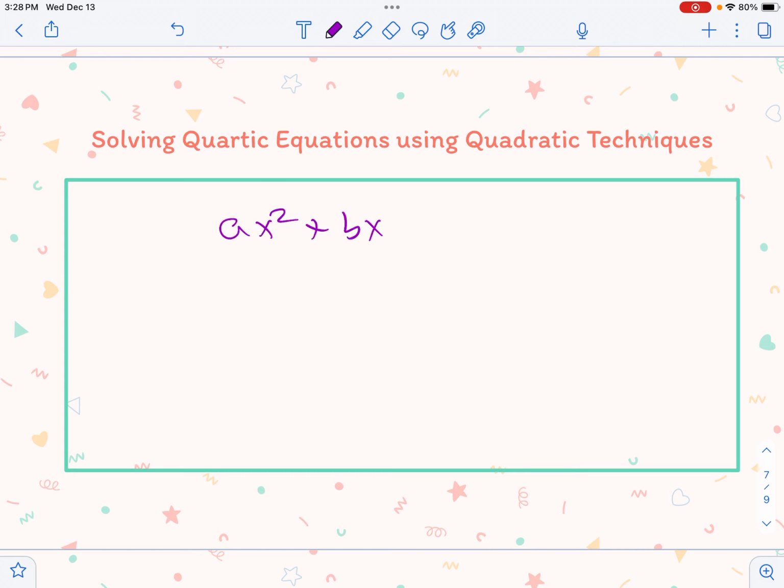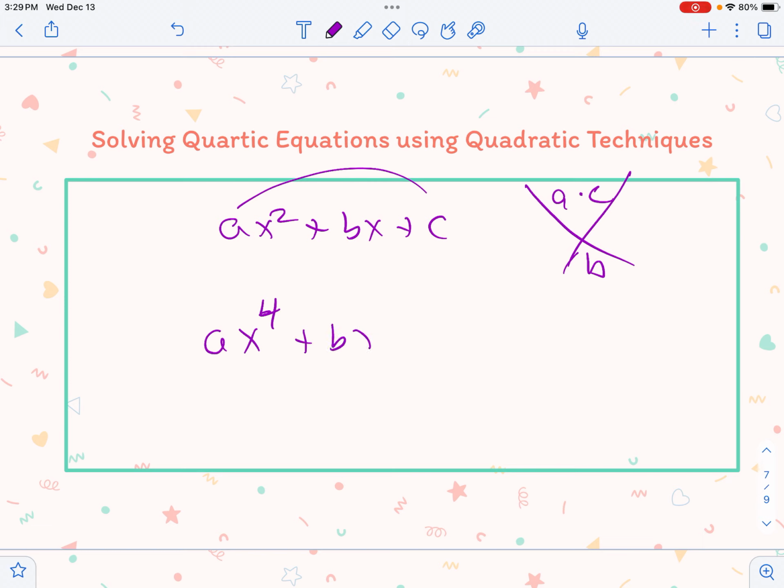ax squared plus bx plus c. We just multiplied a and c, a times c, and factors add up to b. Now we're doing ax to the fourth plus bx squared plus c, but now we're setting it equal to 0. So once we factor it, we take our answers and set them equal to 0. Same thing here. We'd set our factors equal to 0 and solve, once it's completely factored, of course.